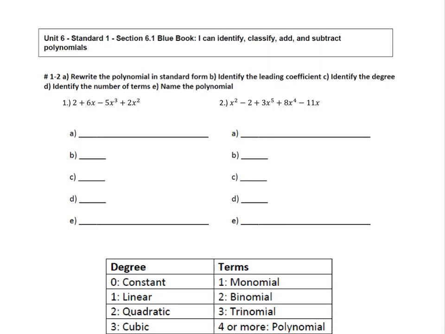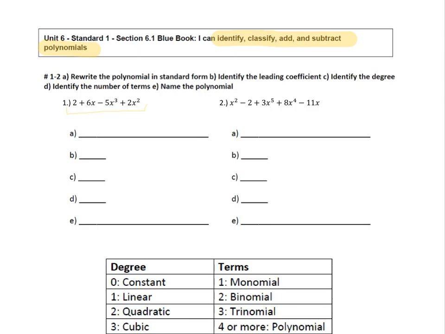Learning Target 6.1 was about identifying, classifying, adding, and subtracting polynomials. So we're going to start off with the first example, which is identifying and classifying the polynomial. Number 1 says to rewrite the polynomial in standard form. That's for part A. I'm going to take this polynomial and rewrite it in standard form. What that means is the degree goes from greatest to least.